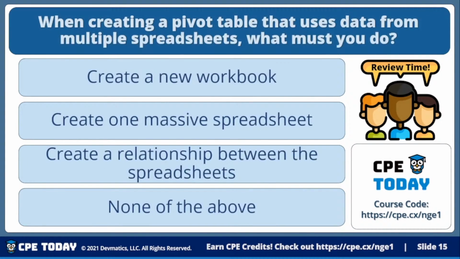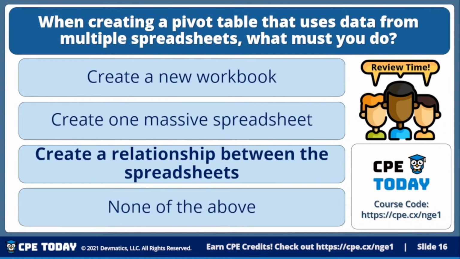Our third review question: when creating a pivot table that uses data from multiple spreadsheets, what must you do? Do you need to create a new workbook? No, you don't need to do that. Do you need to create one massive spreadsheet? Nope, you don't need to do that either. But at a very minimum, you need to create a relationship between the different spreadsheets, or worksheets is probably a little bit more succinct. A data model is unique to a workbook, but it is shared across all worksheets inside of that workbook. It's one data model per workbook, though.